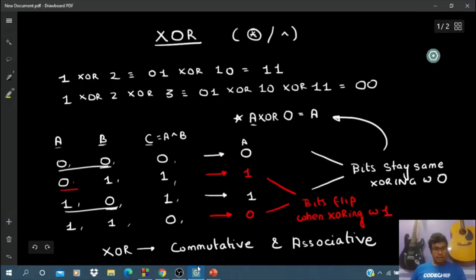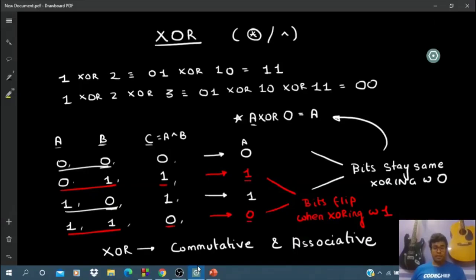So in the second case, when B is 1, there are two cases, whether A is 0 or A is 1. In this case, if A is 0, then the bit that we're talking about, when XORed with 1, flips. It became 1. In this case, when the bit was 1 and we XORed it with 1, it became 0. So the bit actually flipped. So we can see it's 1 and 0.